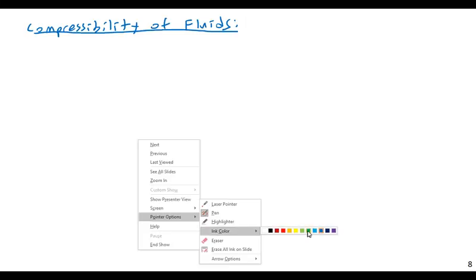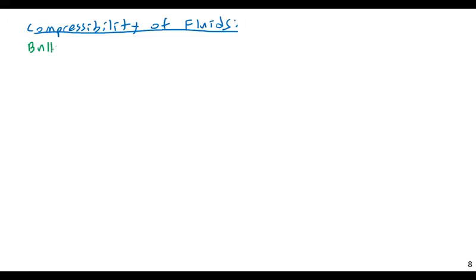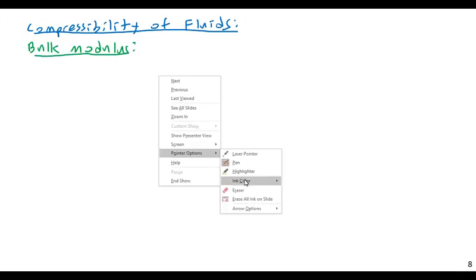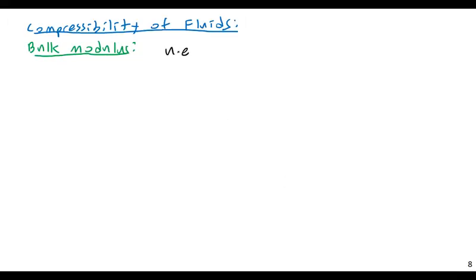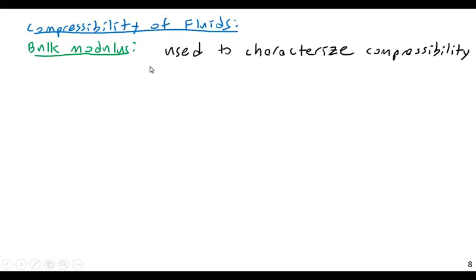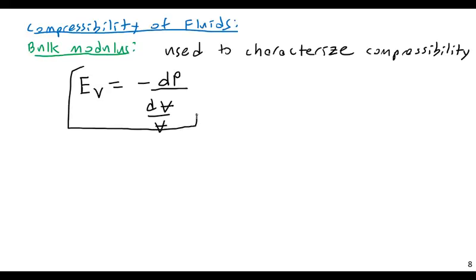Bulk modulus is used to characterize compressibility. And it basically describes how a change in pressure causes a change in volume. So I'm going to use this equation here. E sub V equals, this is a differential relationship, negative dP over dV over V. So this is basically the change in unit volume under the change in pressure. And so that's one equation we'll want to be aware of.